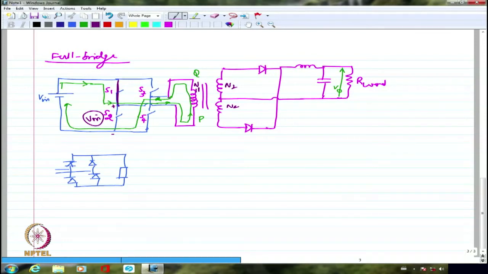But only one converter is pending now, which is the Chuk converter, or however people pronounce it. So this converter is a very, very important converter which has plenty of applications. So I would not like to leave it out. That's the reason we are looking at this. This also we look at mainly for continuous conduction mode. That's about it. Okay. So with this, we will conclude our discussion on DC-DC converters.